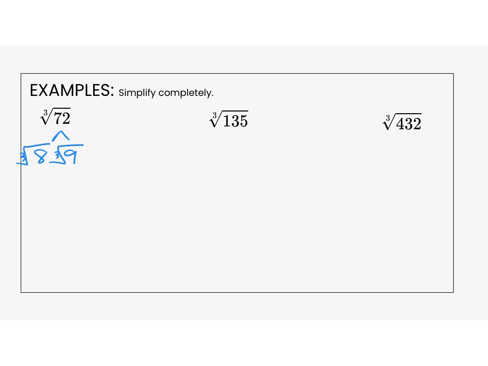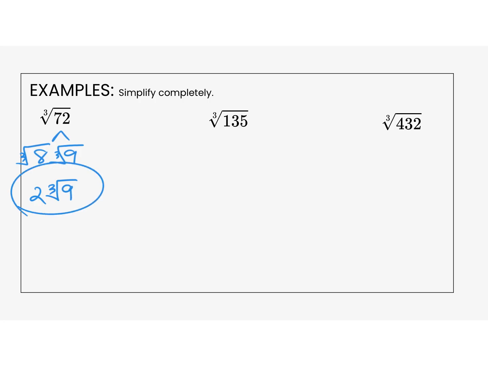Again, don't get confused because we're not looking at perfect squares. So I don't want to see you taking that 9 out and replacing it with the 3 because, again, this is a cube root. So it has to be something times itself 3 times. So the cube root of 8 is 2. And then the cube root of 9 stays there.